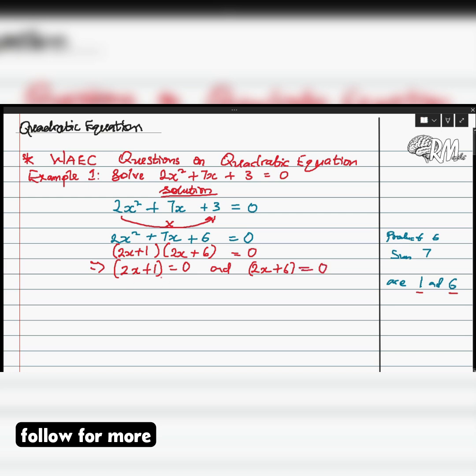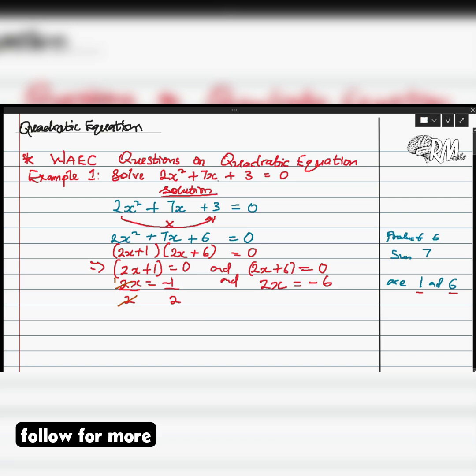Then taking plus 1 to the other side, I have 2x equals minus 1, and also taking plus 6 to the other side, I have 2x equals minus 6. So for me to make x stand alone, I will divide the coefficient of x, which is 2, by 2. So I'll divide here by 2, I'll divide here by 2. So dividing it, we have 2 cancel 2, which is 1, and 2 cannot cancel 1, and this is a proper fraction, so we just leave it.